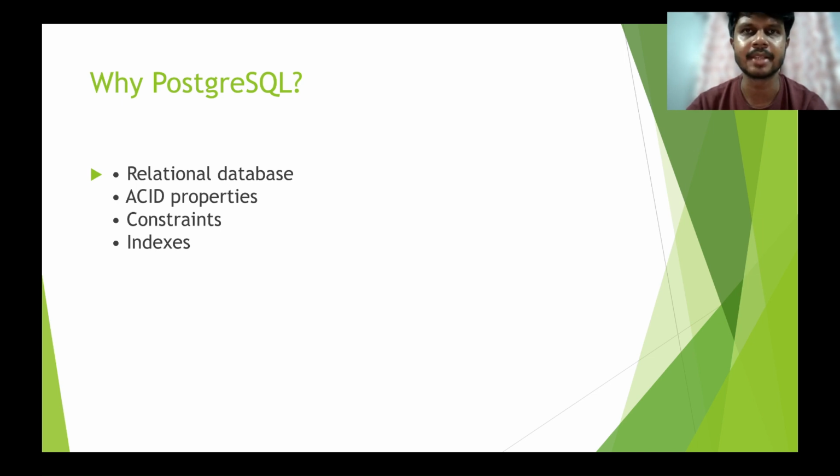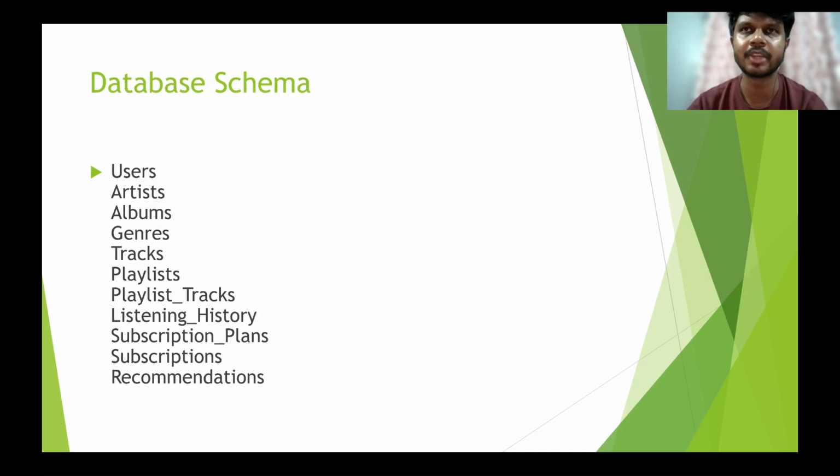ACID stands for: A is atomicity, which means a transaction is either completed successfully or not. C is consistency, meaning our database always remains valid. I means isolation: multiple users can perform operations at the same time without affecting each other. And D is durability, which means once the data is saved, it will remain stored even if the system crashes. So these are the reasons why I chose PostgreSQL. Now let's move to the next slide.